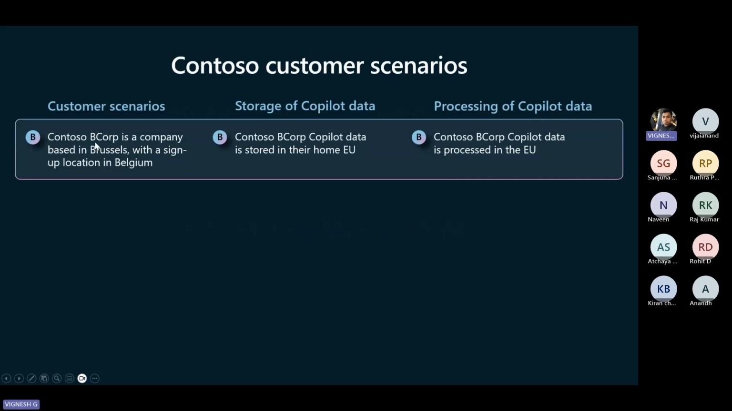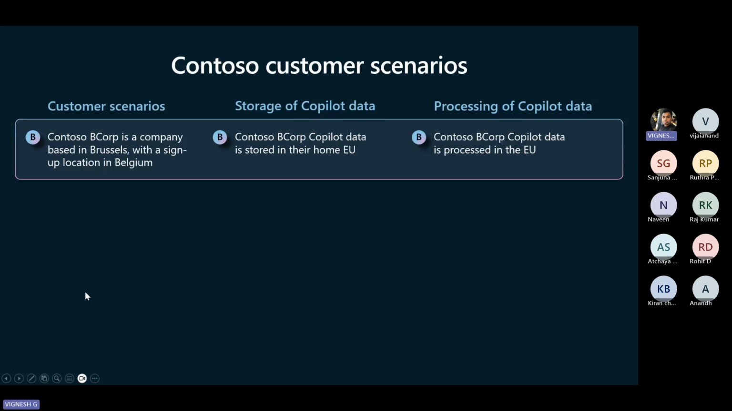Just imagine Contessa B Corp is a company based in Brussels with a sign-up location in Belgium, which means they are in Europe. Now, the storage of Copilot data. Contessa B Corp's Copilot data is stored in their home EU. Because they are an EU customer, they need to make sure that they are sticking to the EU Data Boundary. So, even their Copilot data is stored inside the EU, and the processing of Copilot data will also happen inside the EU.